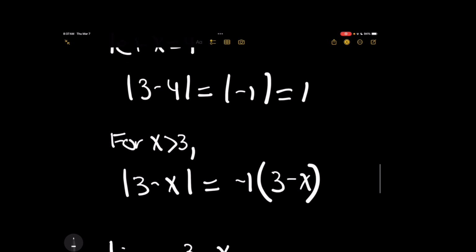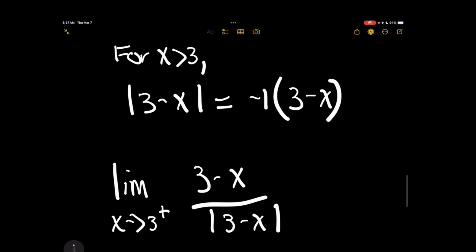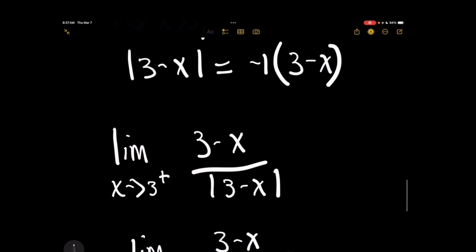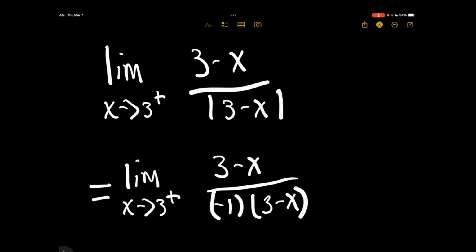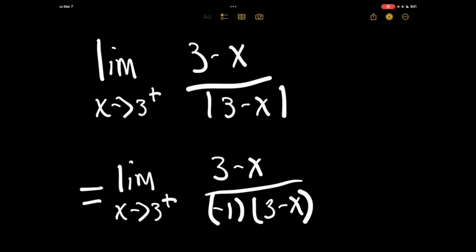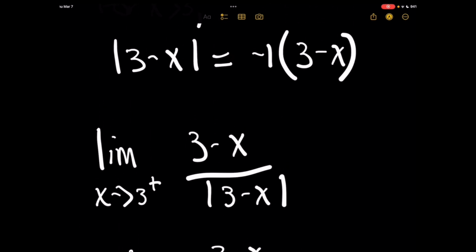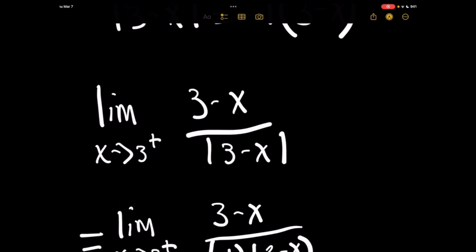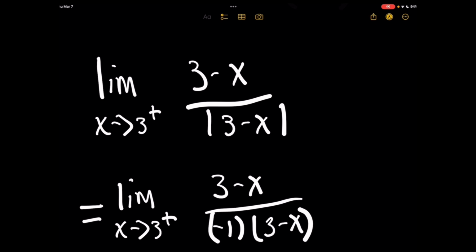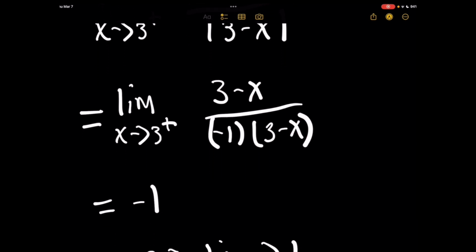And when you go back to the original limit, where you're approaching x just from the right of 3, which is going to be 3 plus, that 3 minus x divided by the absolute value of 3 minus x can then be rewritten as the limit as x approaches 3 from the right of 3 minus x over, from what we got above, -1 times 3 minus x. Now with this, the 3 minus x terms cancel, and you're going to be left with a limit answer of -1, but there's kind of a problem here, right?